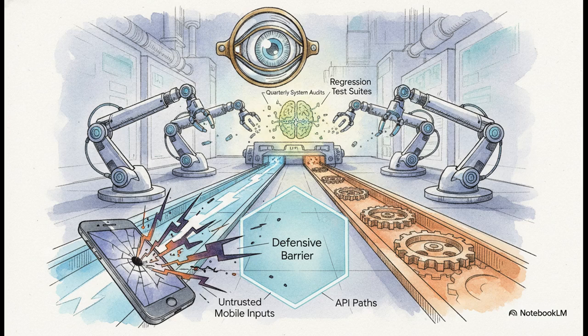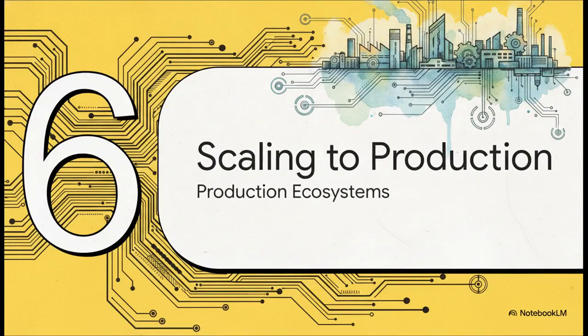We also deploy comprehensive regression test suites for every single configuration update, and we run quarterly system audits using entirely different alternate LLMs to catch any blind spots. That is how you handle malformed data and guarantee system robustness. Finally, Section 6, Scaling to Production Ecosystems.